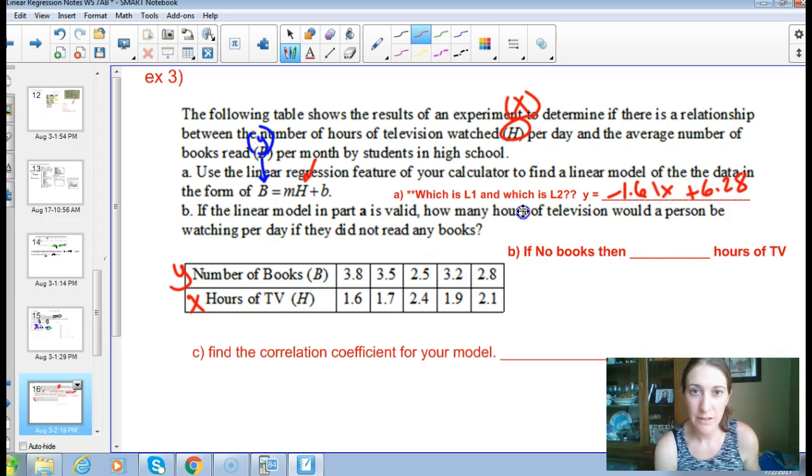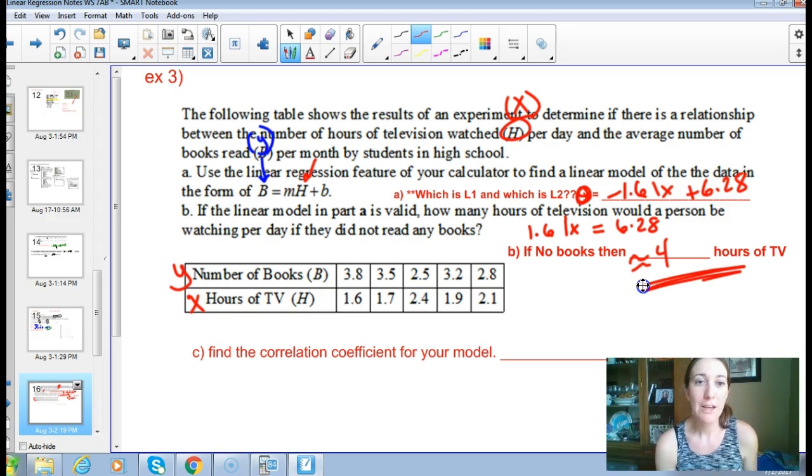And then it says if the linear model is valid, which it is because it's strong negative correlation, how many hours of television would a person be watching if they didn't read any books? Well, that's a shame. You should really read books, guys. So remember, the number of books is y. So if I go to this function and I put a 0 in for y and try to solve it, first I would add the 1.61x over, so it equals 6.28, and then I divide, and it comes out to right around 4 hours of TV.